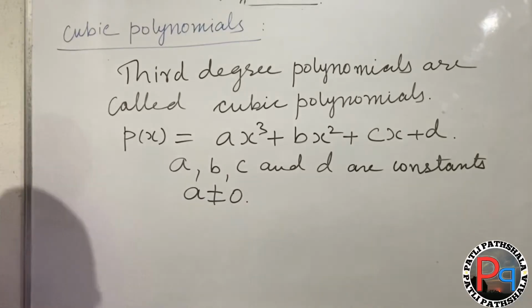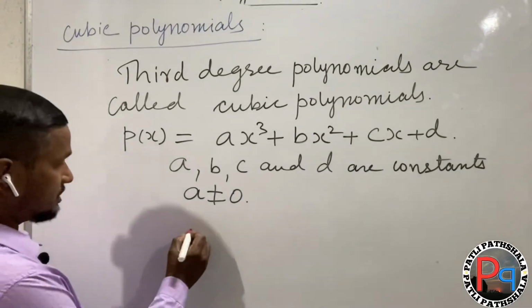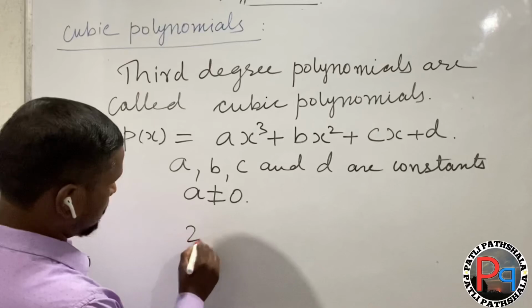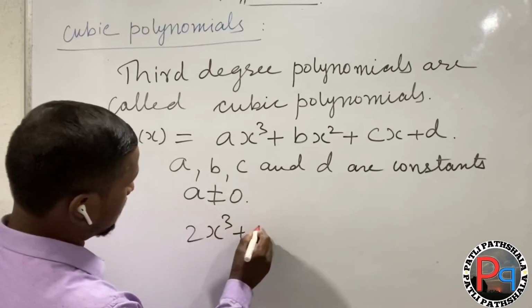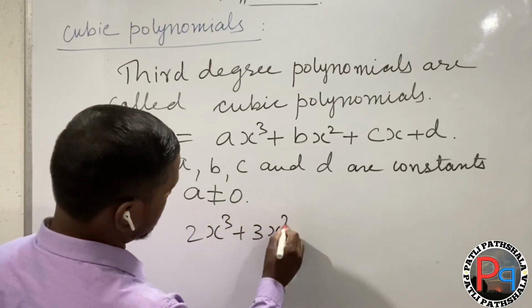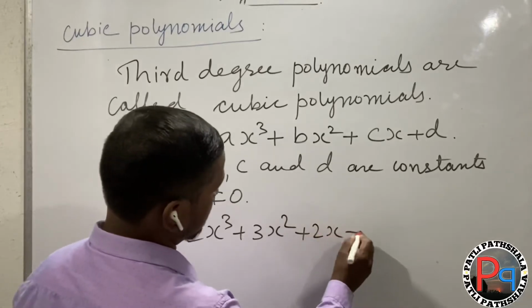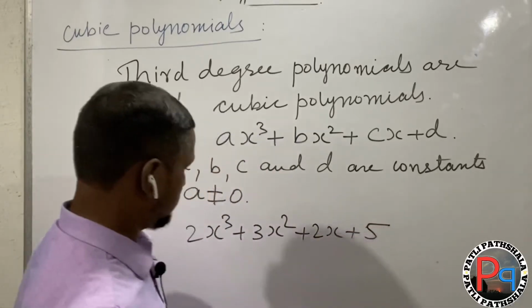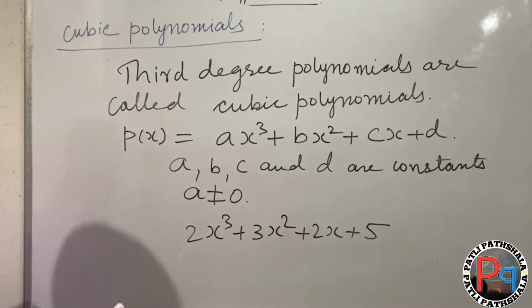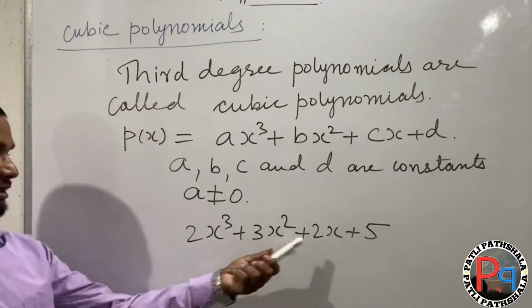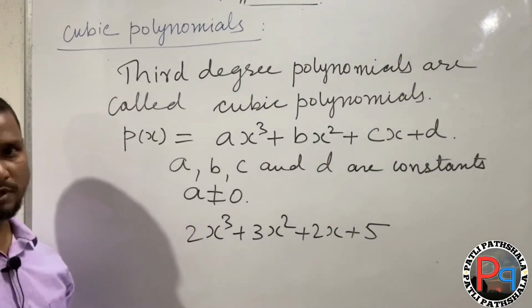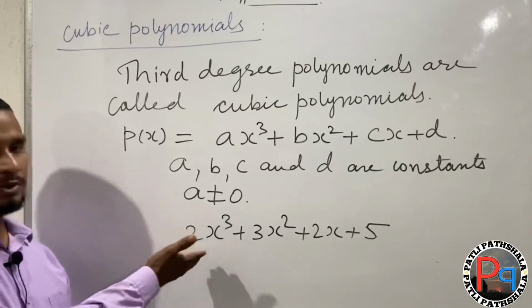So, one example of a cubic polynomial is 2x cube plus 3x square plus 2x plus 5. In this polynomial the maximum power of variable is 3, therefore this is a cubic polynomial.